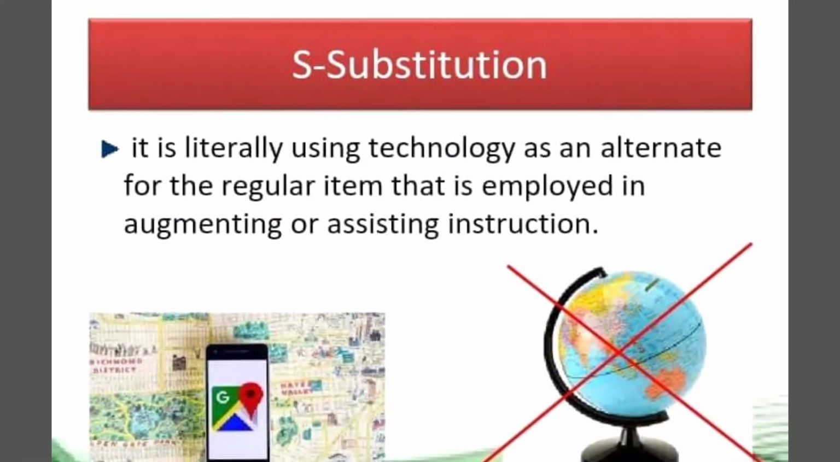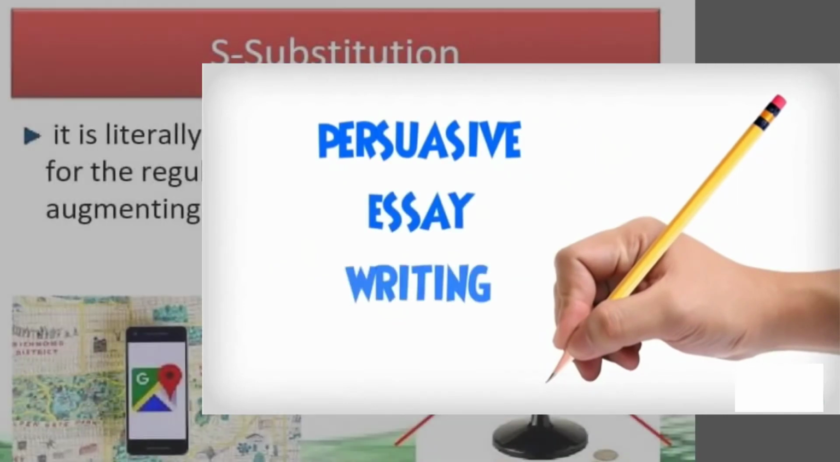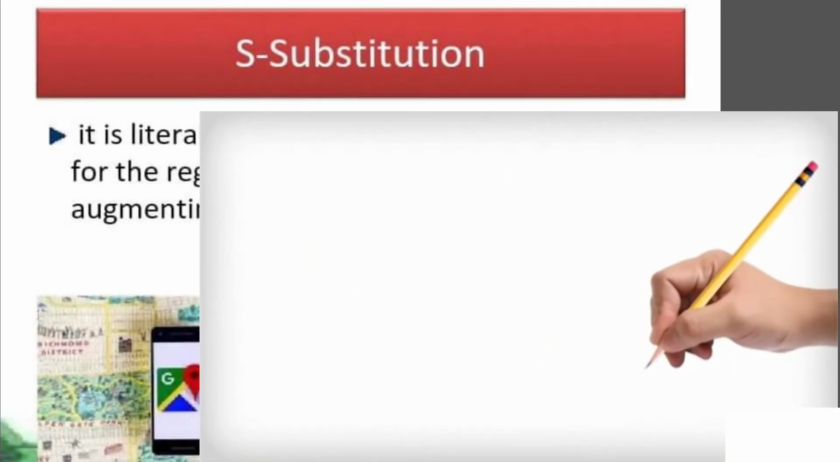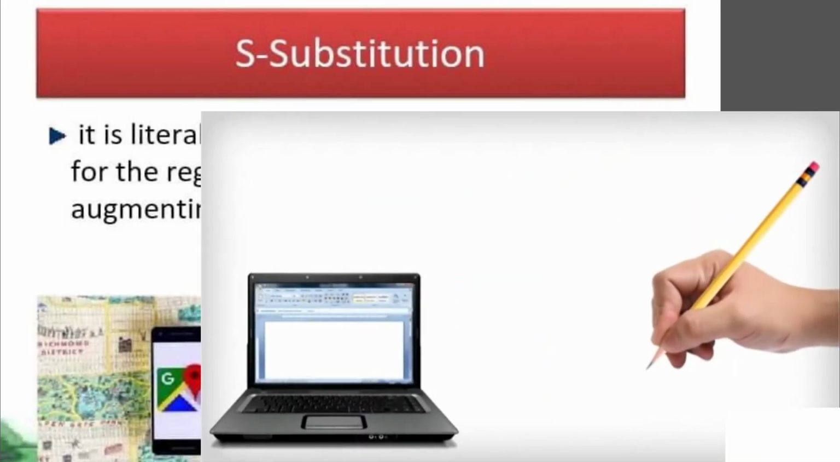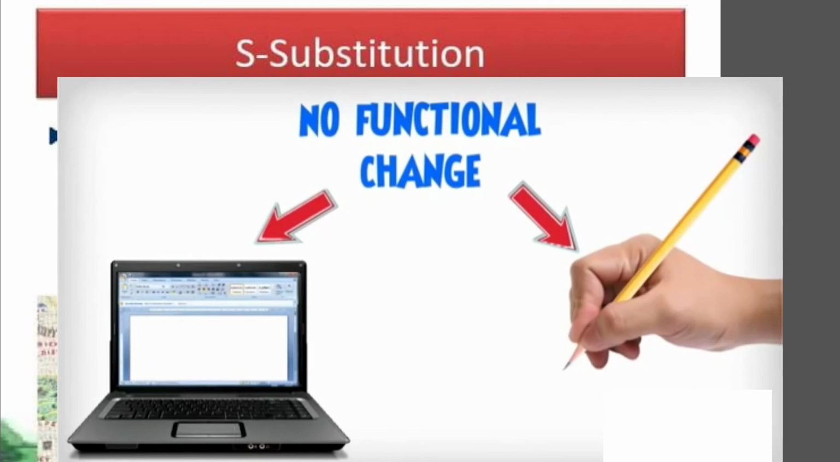So the first one is the substitution. It is literally using technology as an alternate for the regular item that is employed in augmenting or assisting instruction. So let's say a task is persuasive essay writing. I could write the essay by hand, or I could type an essay using the basic feature of a word processing program. The task is the same and there's no functional change, but the technology being used is a substitute.